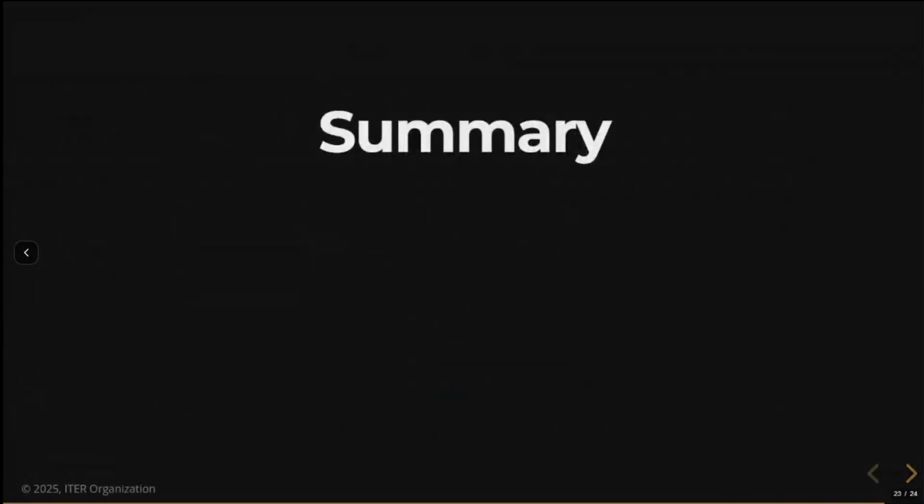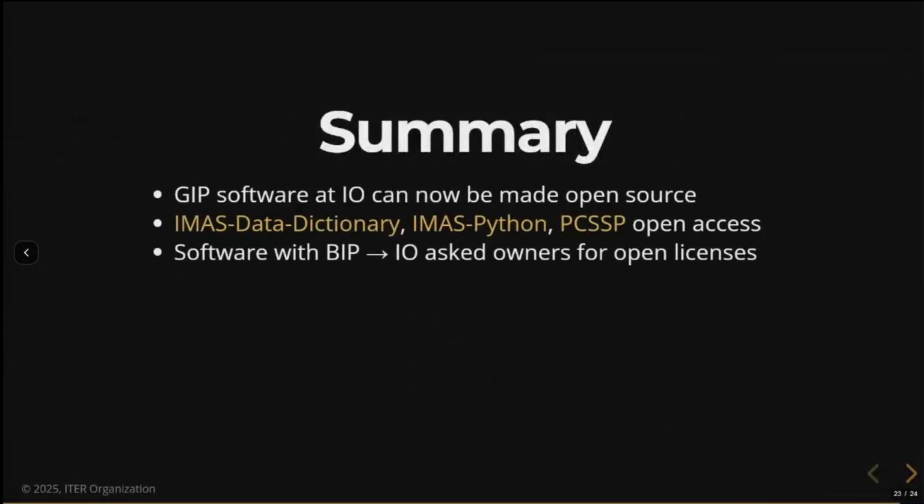Okay, and to summarize, finally, after a few years of discussions, the organization can right now make the software it develops under an open source license. We started to put a few of them already on open GitHub. More will come. This will be a gradual effort.